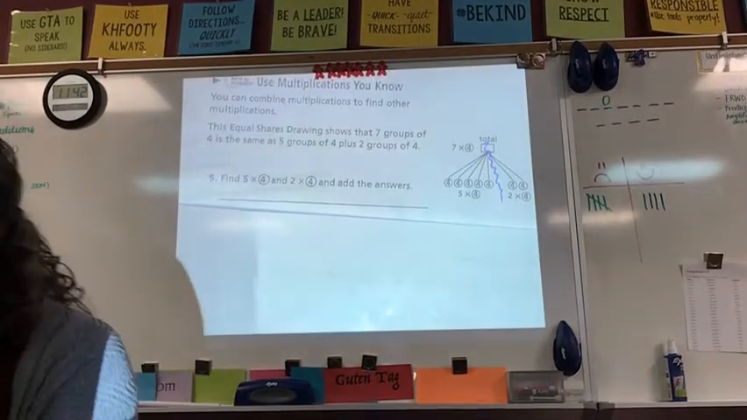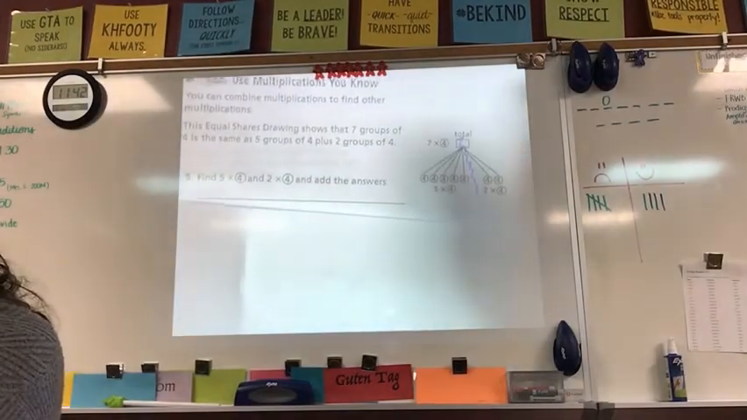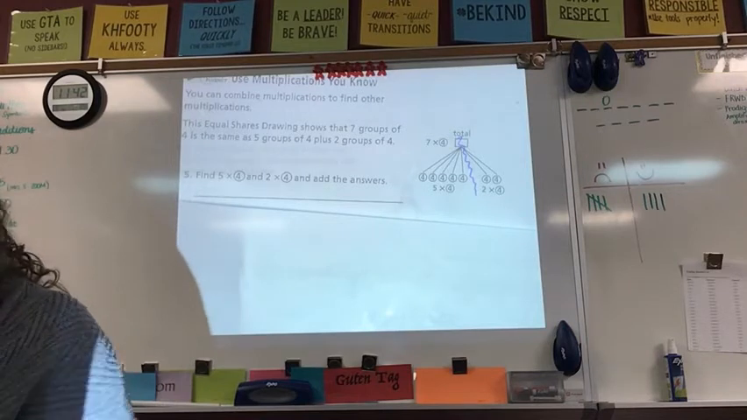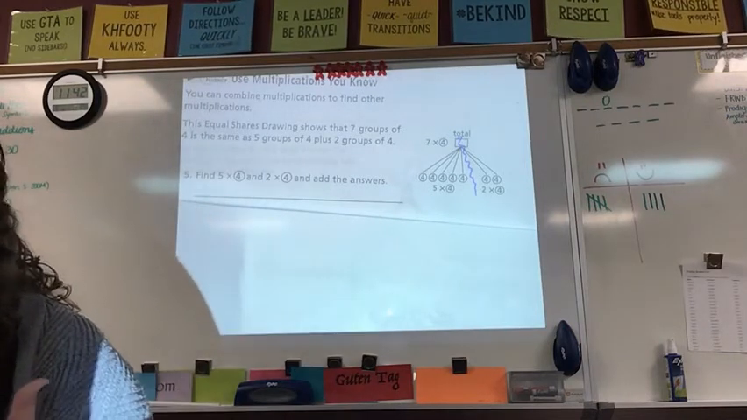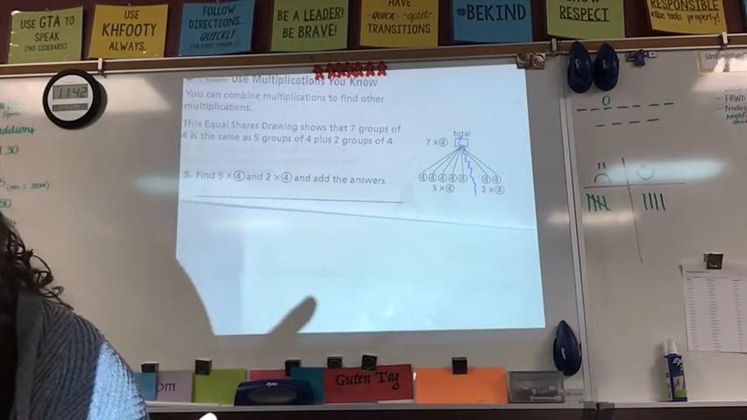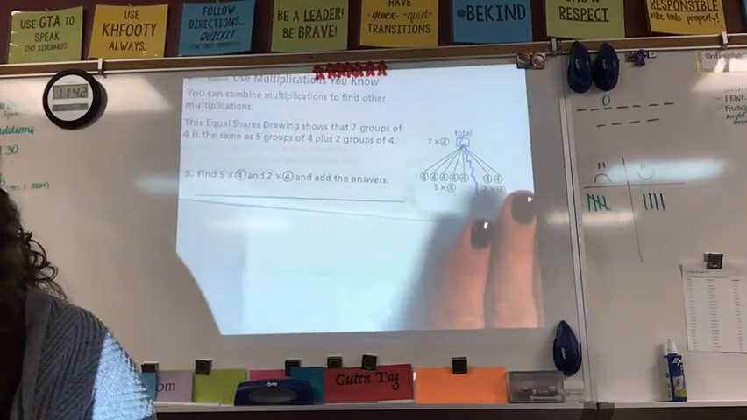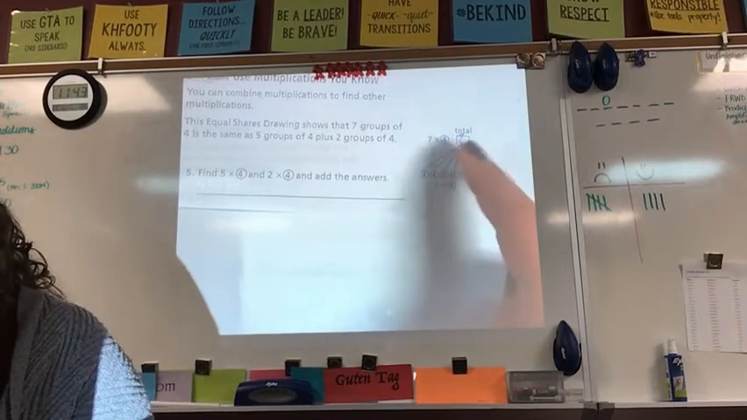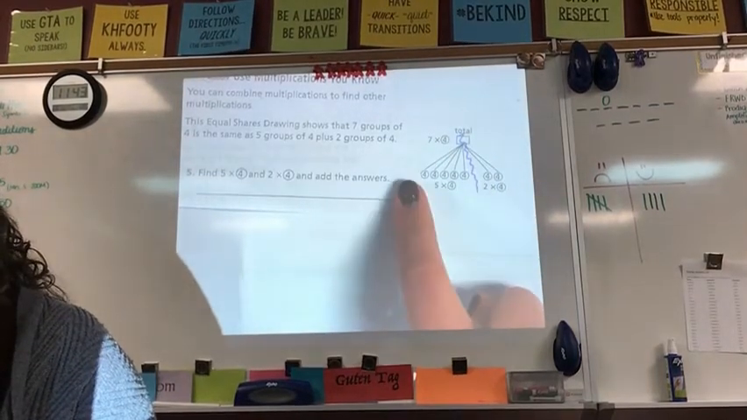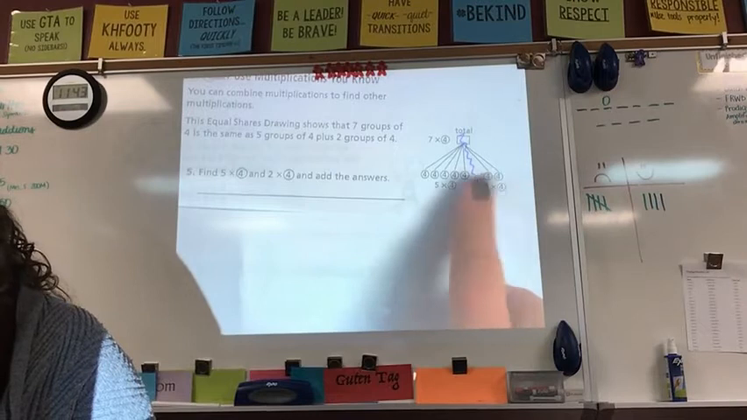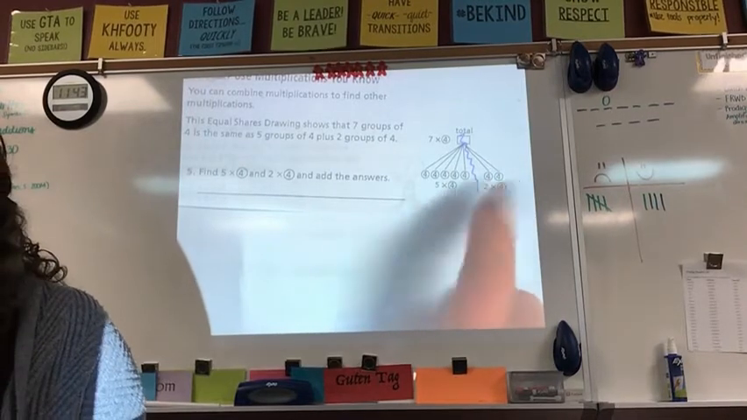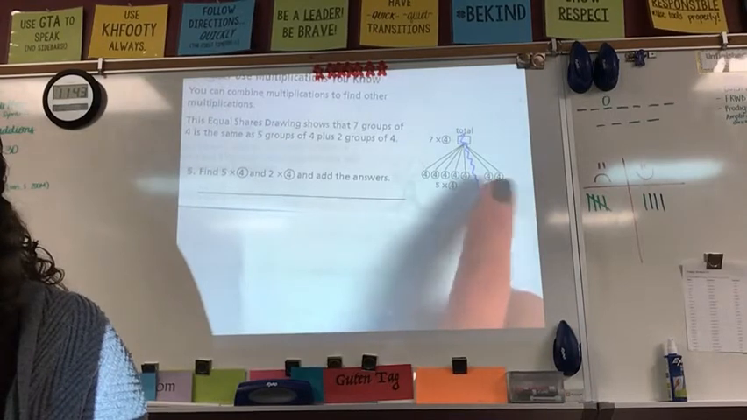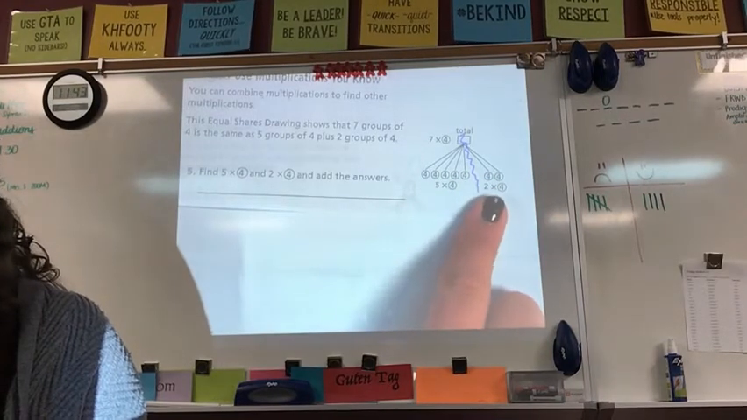Alright, 3rd grade. We don't only use the quick 5s when we're doing those pictures and groups of things. We can split them up into multiplications that we know anytime we see a multiplication problem. So, in this particular equal shares problem, they're doing 7 times 4. They went ahead and left a gap in their equal shares to show 5 groups of 4 and 2 groups of 4 because they knew that that was the same as a total of 7 groups of 4. It's just the 5 and the 2, right?